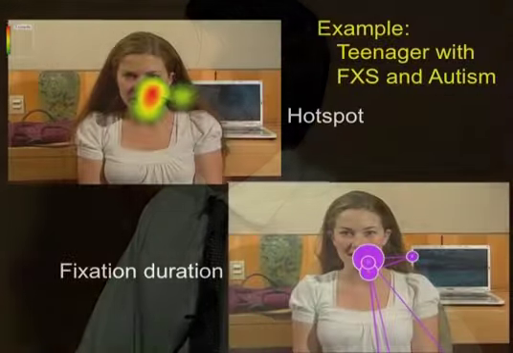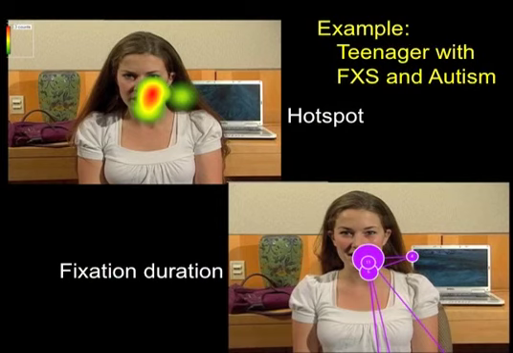So we've literally just started this study, but I just wanted to show you how the data looks from the first participant we've seen, a young girl with both Fragile X and autism. You can see here both this hotspot representation, and also this information down here about fixation, where they're fixating and for how long, that at least in this case, this individual is looking very much at the mouth and not really at all at the eyes.